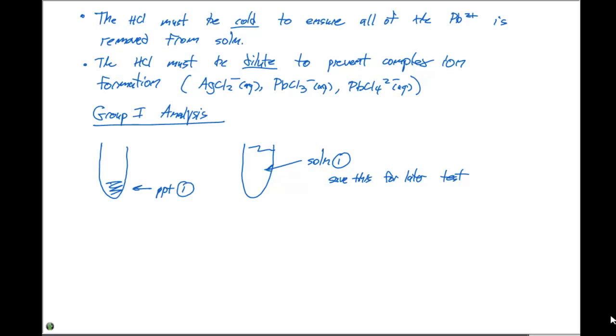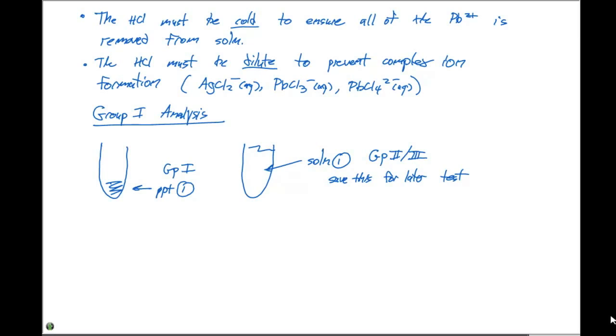And I should point out that the unknown that you're going to get in your particular experiment only contains group 1, group 2, and group 3 cations. So this solution number 1 contains cations that are in group 2 and group 3. Our precipitate down here is going to contain our group 1 cations.